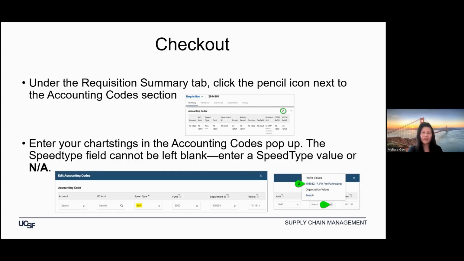You also want to enter your accounting codes, which is the funding that you will be paying this payment out of. So under the requisition summary tab, there is a section for accounting codes. And again, you click the pencil, as seen in that screenshot there, and then you enter the value. So you can either enter the chart fields individually, or you can enter a speed type, which is a shortcut for your chart fields. So make sure you enter either speed type or NA if you're going to enter chart fields in the other fields.